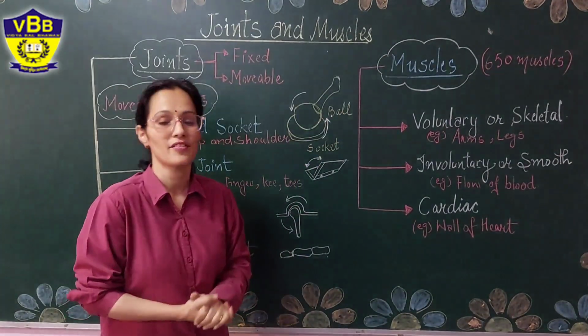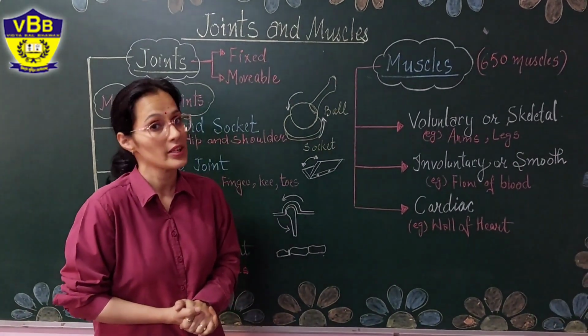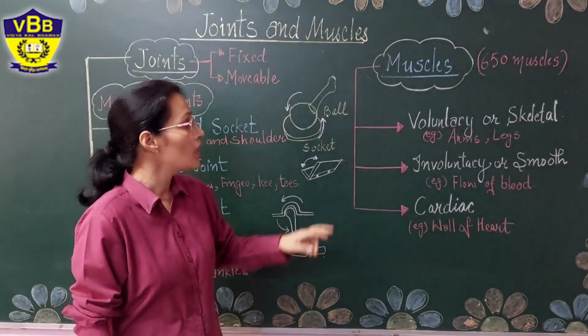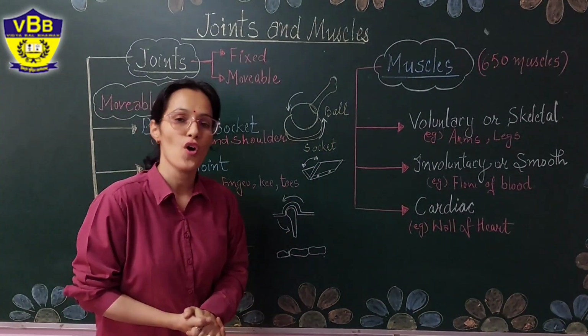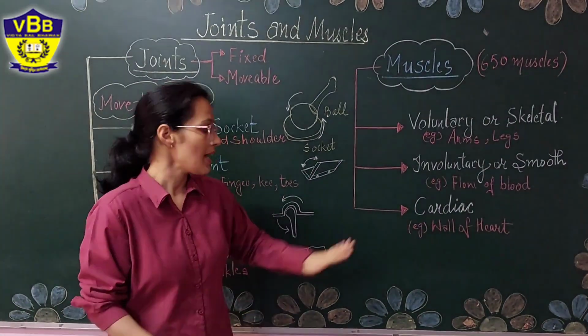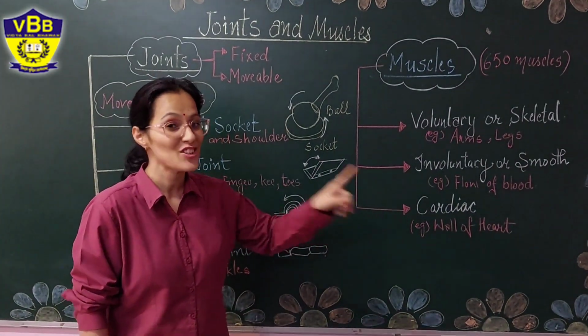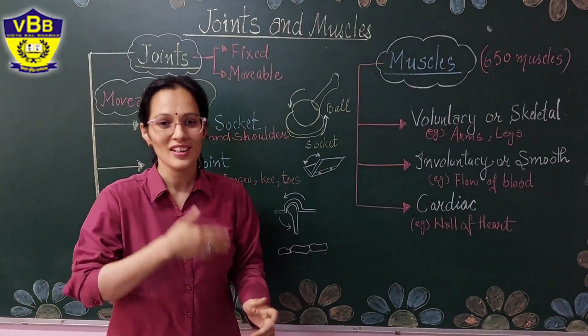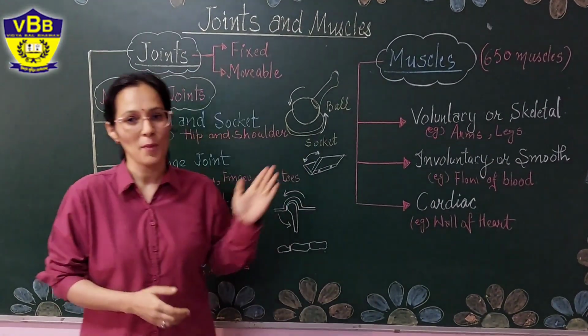After that, we studied different types of muscles. We have a total of 650 muscles in our body, and three types of muscles: voluntary or skeletal muscle, involuntary or smooth muscle, and the cardiac muscles. Cardiac muscle never gets tired, so it works lifelong. I hope this topic is clear to you.